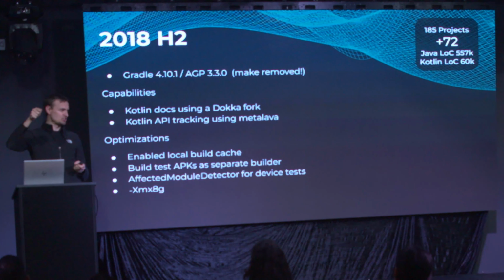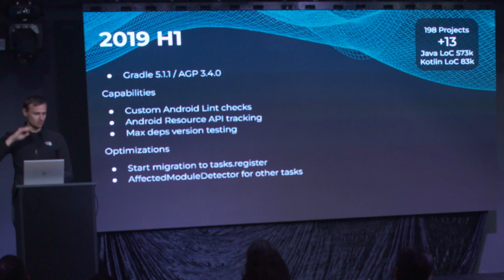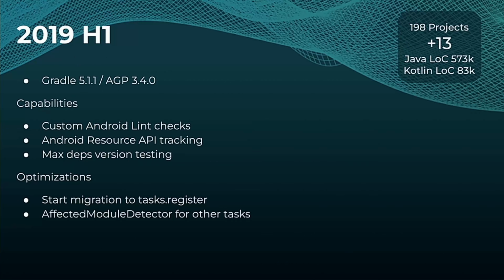And then yet again, we cranked JVM to 8 gigabytes. This is looking pretty good. All right, we jump a little bit again. We're really starting to grow in terms of projects. Now we're close to 200 projects, so I feel like it's fairly sizable, especially for 2019.